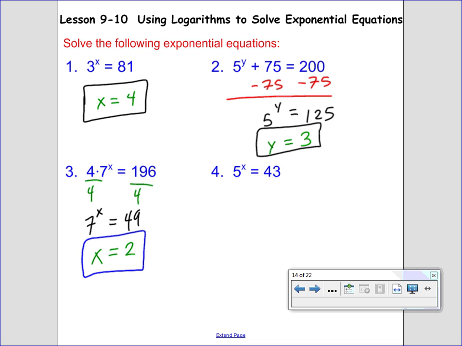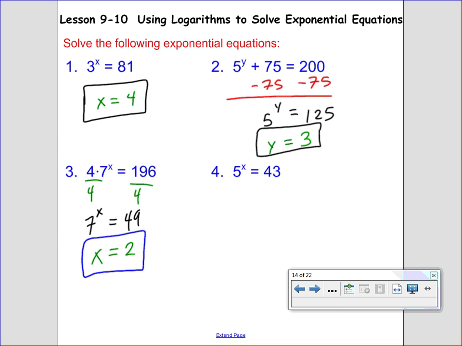What is different then about number 4? Go ahead and tell your partner. What's different about number 4? Okay, so go ahead and share what you and your partner discussed for number 4. What's different about number 4 than the first 3? Luke and Cody? Yeah, 43 is not a perfect power of the base 5, the way that 49 was a perfect power of 7, or 125 was a perfect power of 5, and so on and so forth.